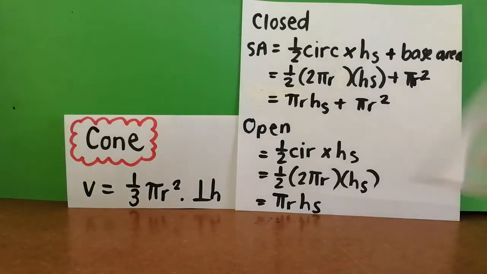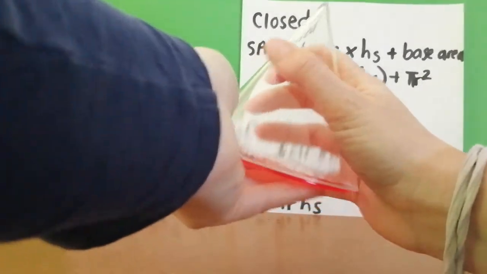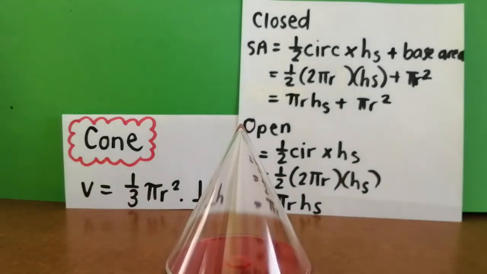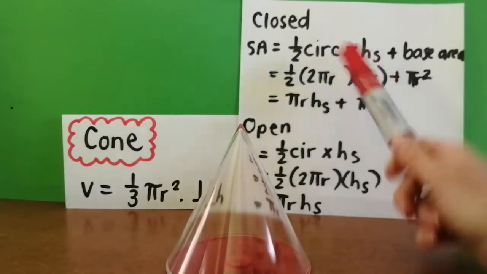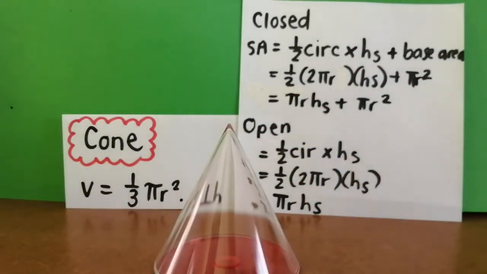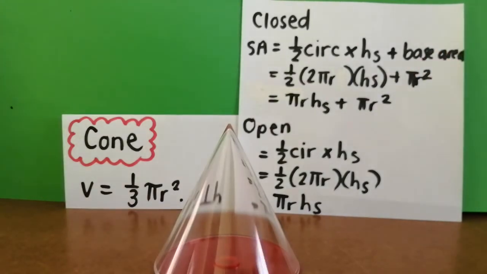So, here's my cone. Now we've looked at volume, now we're going to look at the surface area of a cone. And it's a closed cone, so I do need to get this lid on it, but it fell off. So, closed cone. This formula for a closed cone is half the circumference times the height slant. Remember, the height slant is that one running down there, plus the base area, or the area of the base. So how does that work?